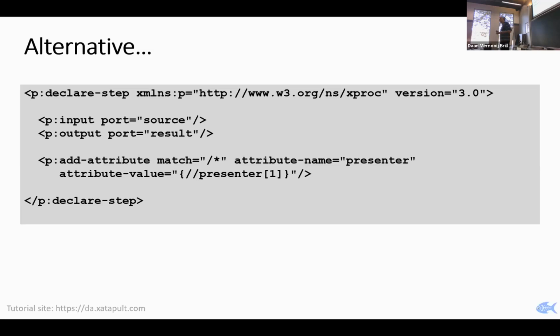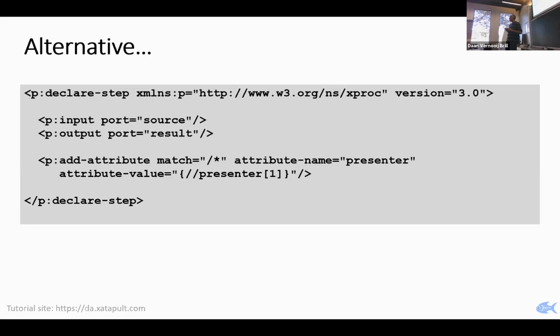Here's an alternative if you didn't want to use the variable. Maybe you didn't realize, but what's in between these curly braces in your text value templates is actually an XPath expression. And the XPath expression context is the document flowing through. So you could have done this directly there. So if you only needed it once, you could have done it like this.